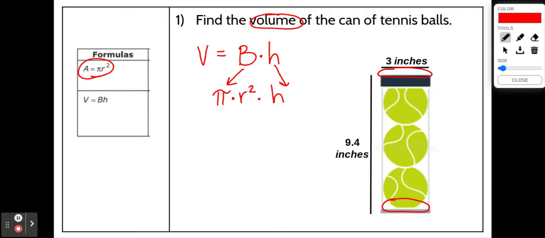So I'm just kind of breaking down the formula for you. So this part right here is the area of the base, which is a circle. We figure out how many units cubed we have in there, and then we're going to multiply that by the height of the cylinder. Okay, so let's try this.